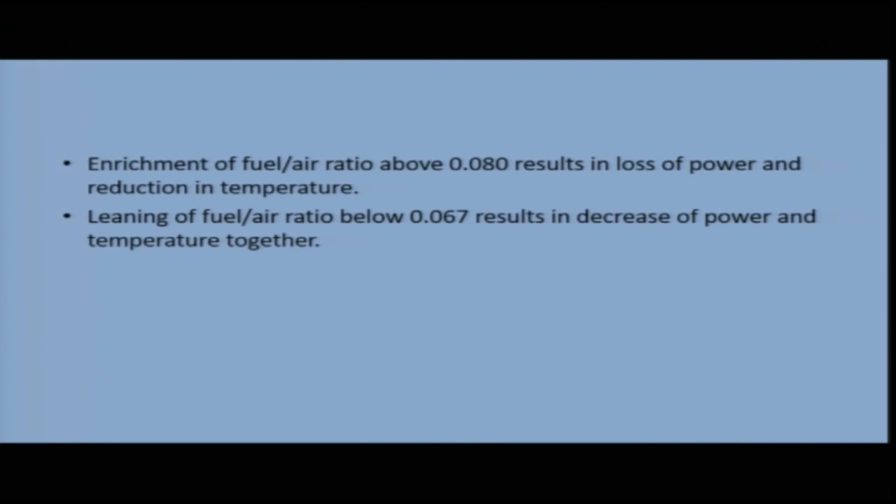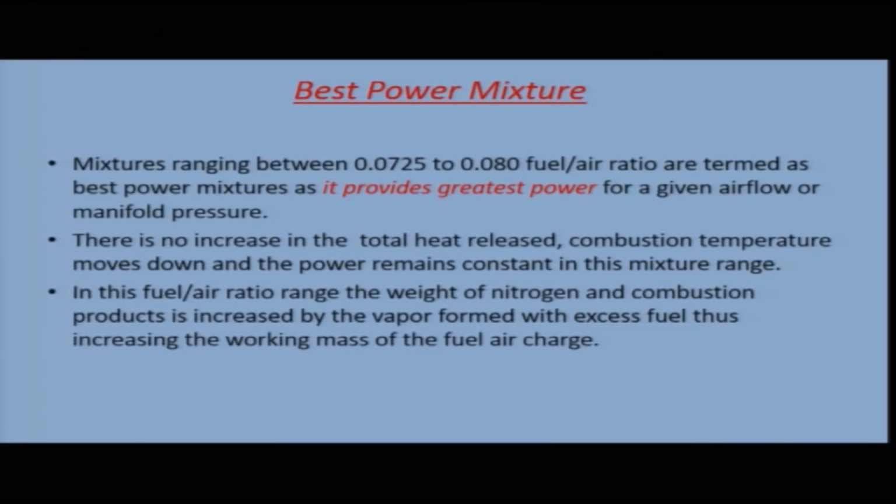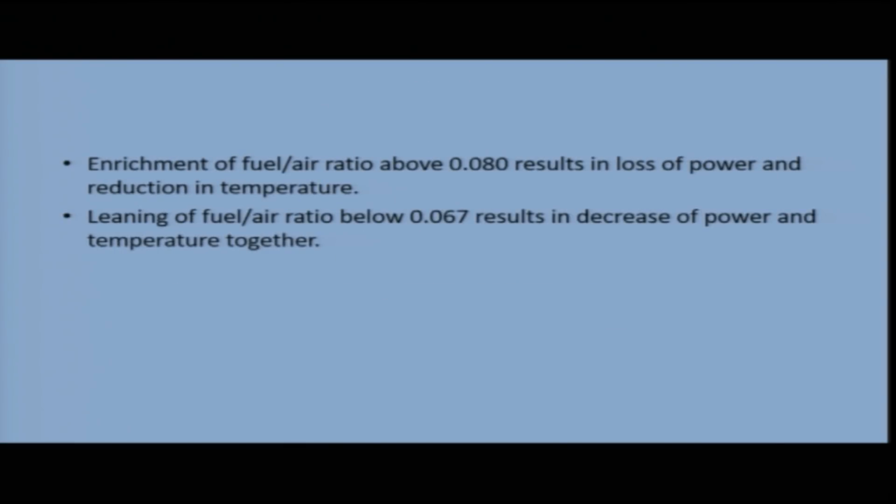Enrichment of the fuel air ratio above 0.080 results in loss of power and reduction in temperature. Now, further enrichment of the fuel air mixture will result in loss of power and reduction in temperature. So, we have seen that from the chemically correct fuel mixture, further enrichment increases the power to a certain extent and reduces the combustion temperature. Further enrichment then results in loss of power and reduction in temperature.